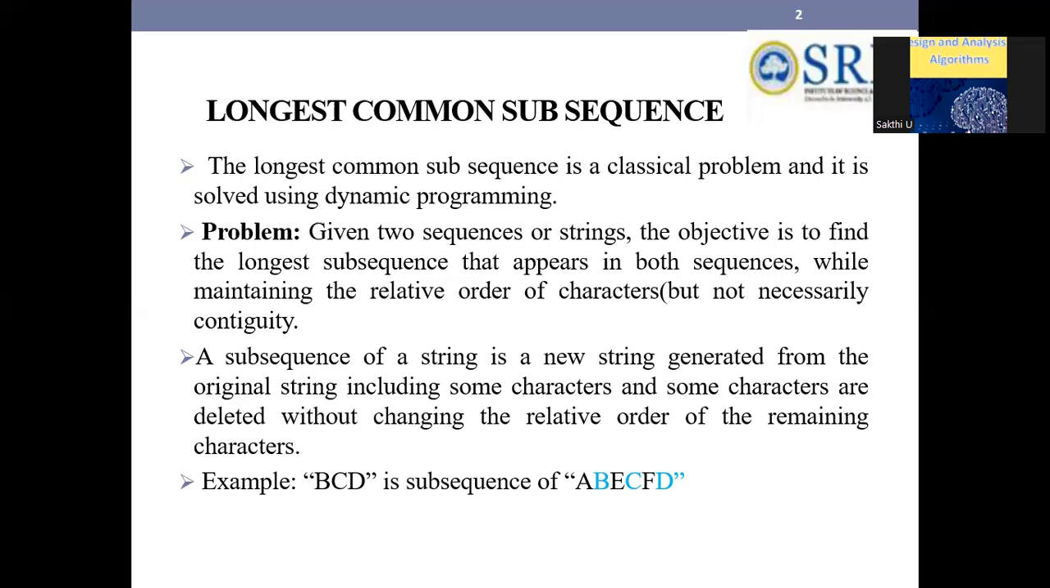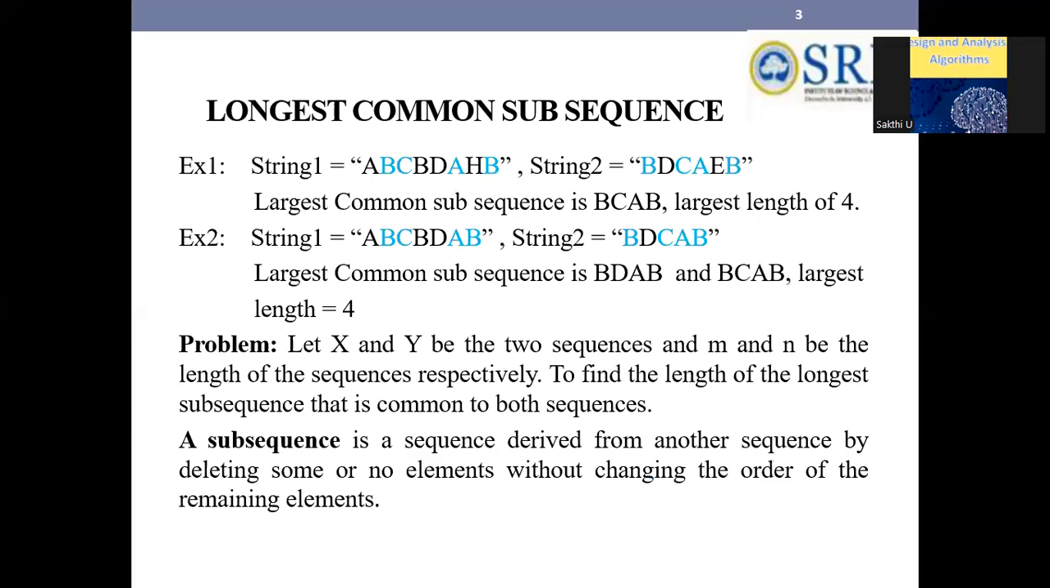So this is the problem of finding the longest common subsequence of two strings. For example, given string 1 and string 2, the longest common subsequence is BCAB. Here, some characters between two characters can be deleted, but the order of characters should not be changed in the subsequence. There can be many common subsequences between two strings. The problem is to find the longest one, that is, the one with the maximum number of characters.